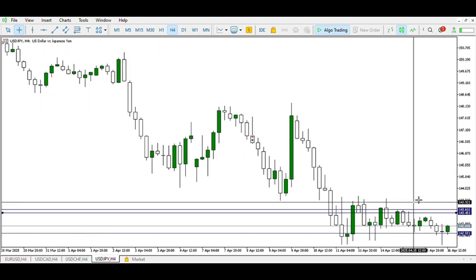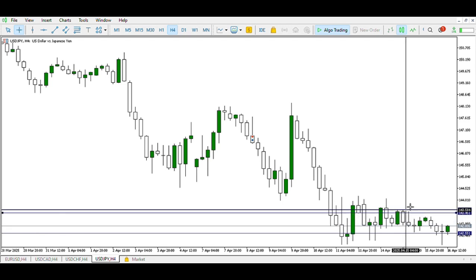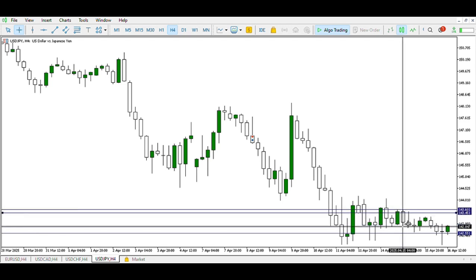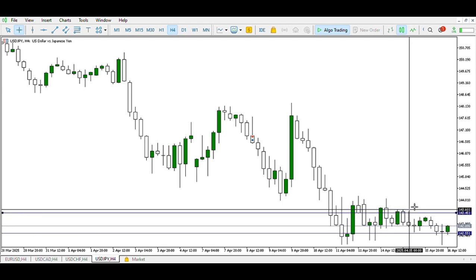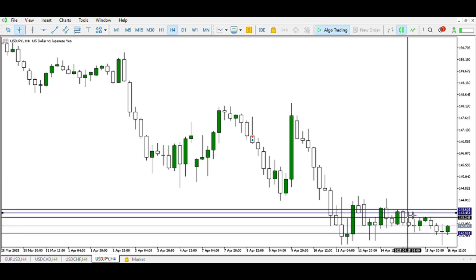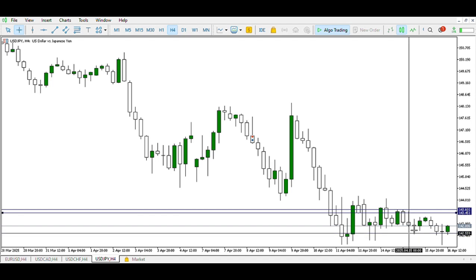And yesterday price gave an opportunity for sell. We can see an engulfing candlestick here, a break of structure in lower time frame. Price came to retest, and mind you, we are going to be using a 15 pip stop loss and a take profit of 90 pips, because our risk to reward will be 1 to 6.